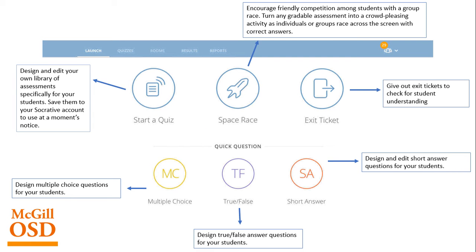So here, what we have is the different assessment formats in which evaluations can be administered. So the first one is starting a quiz, which allows teachers to design and edit a library of assessments specifically for their students. The space race encourages friendly competition among students with a group race, and so this is really great, especially for activities in which the instructor would want to encourage engagement amongst peers. And the third is the exit ticket, which gives you exit tickets to check for student understanding. And then at the bottom here you have different types of questions you can ask, so multiple choice questions, true or false questions, or short answer questions.